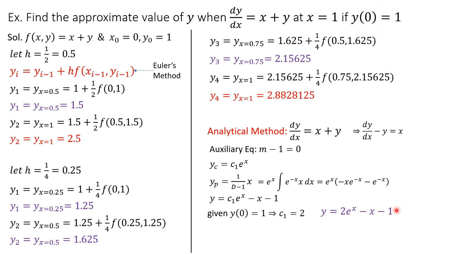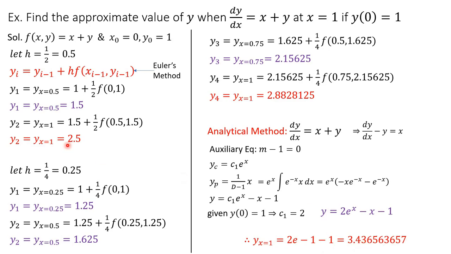Now let's evaluate y at x is equal to 1. So when you put x is equal to 1 here, it is 2e minus 1 minus 1, that is 3.436563657, because e is an irrational number, so these numbers will continue. All right, so this is what y is at x is equal to 1.